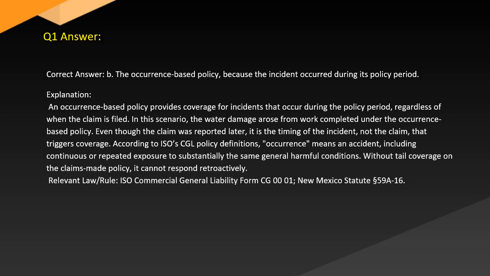According to ISO CGL policy definitions, occurrence means an accident including continuous or repeated exposure to substantially the same general harmful conditions. Without tail coverage on the claims-made policy, it cannot respond retroactively. A relevant law rule: ISO Commercial General Liability Form CG 01. New Mexico Statute SSA 16.